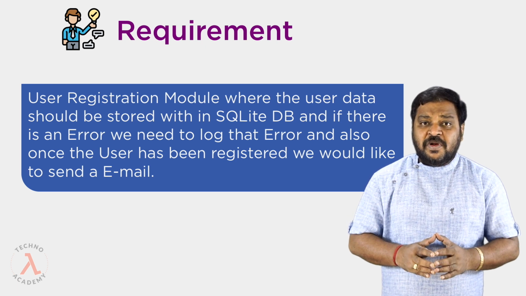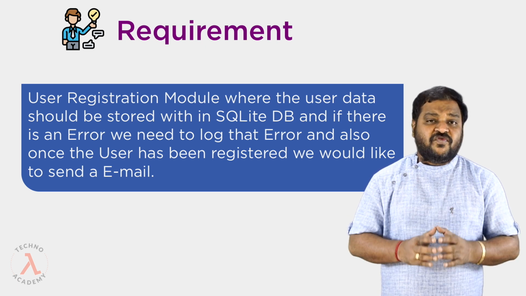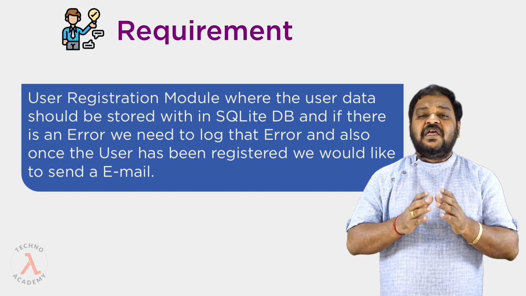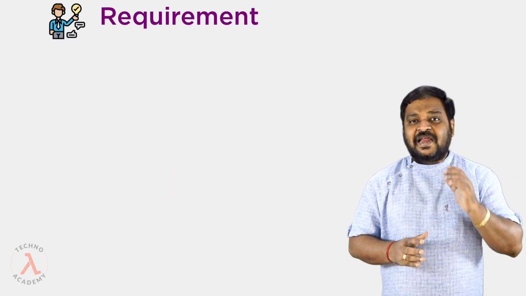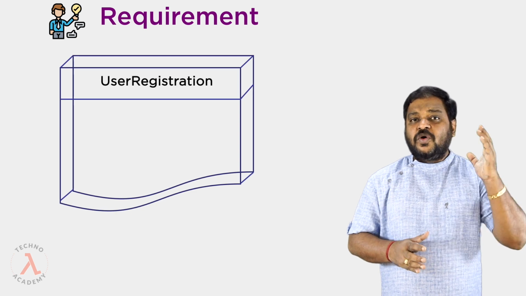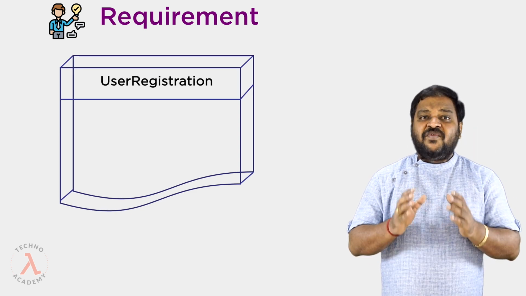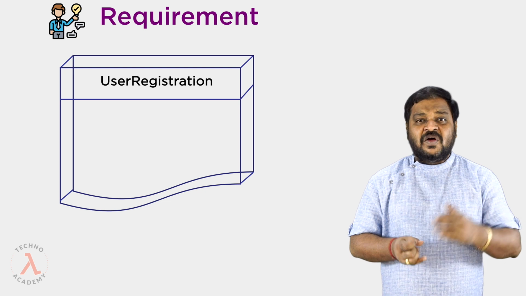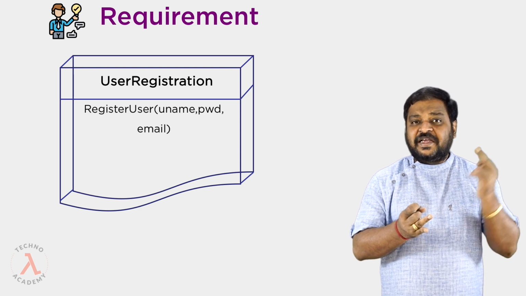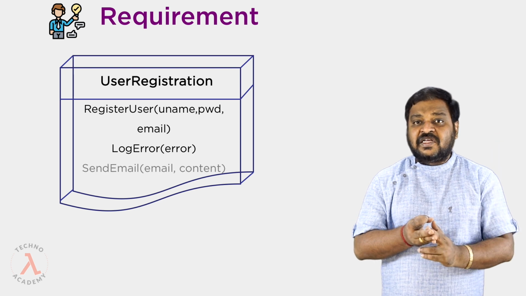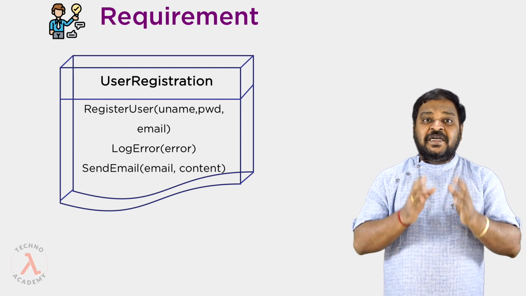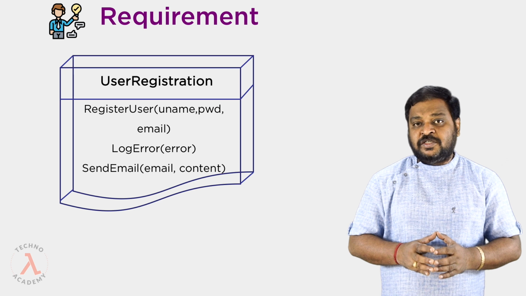Now, in a normal way, a person who doesn't follow the rules or principles in writing the code can easily imagine creating a class called user registration, and we need to perform three different tasks. One is to register the user, the second one is to log if there is an error, and finally the third task will be to send an email to the registered user.